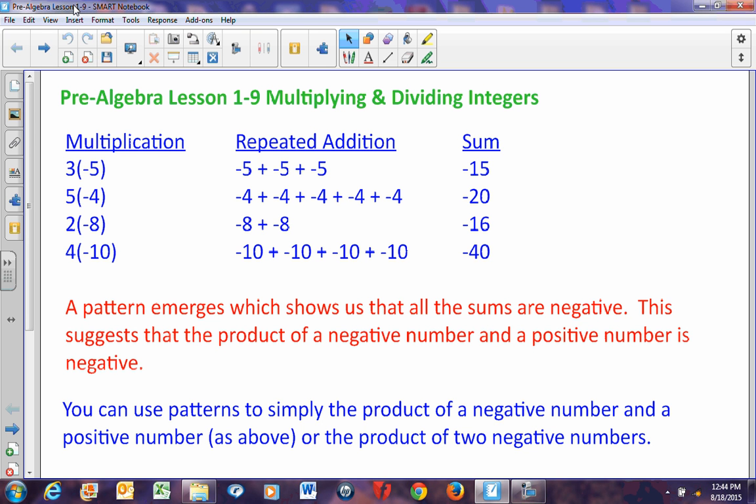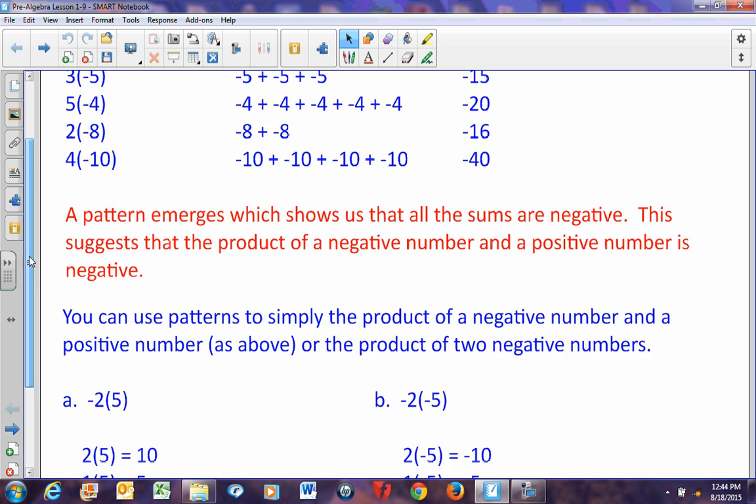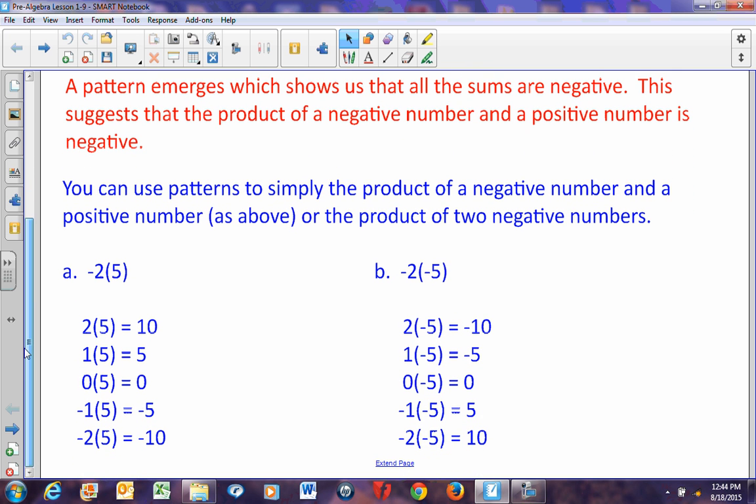A pattern emerges which shows us that all of the sums are negative. This suggests that the product of a negative number and a positive number is negative. Kind of makes sense. If I have a positive number and I multiply it by a negative number, because it's repeated addition and the signs are the same, it's going to stay negative. Now, you can use patterns to simplify the product of a negative number and a positive number as above, or the product of 2 negative numbers.